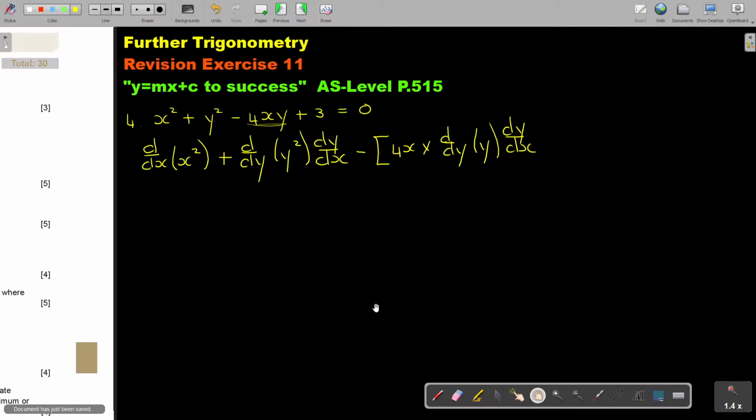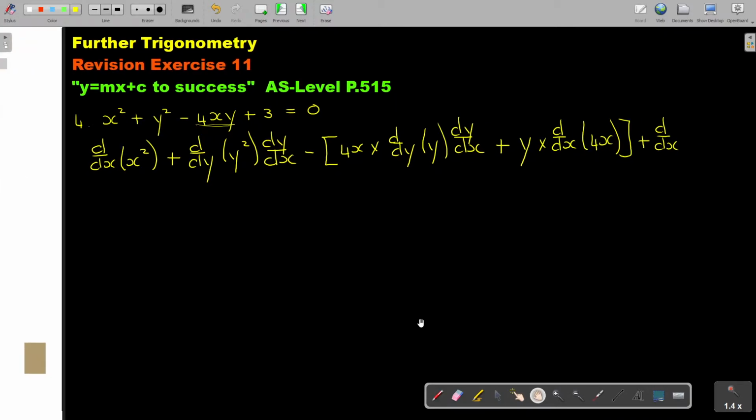Then I continue, plus, I rewrite the second one and I differentiate to the first one, and that is going to be 4x. Then I differentiate the 3, so plus, and usually we make it x, and then 3, and then equals 0.